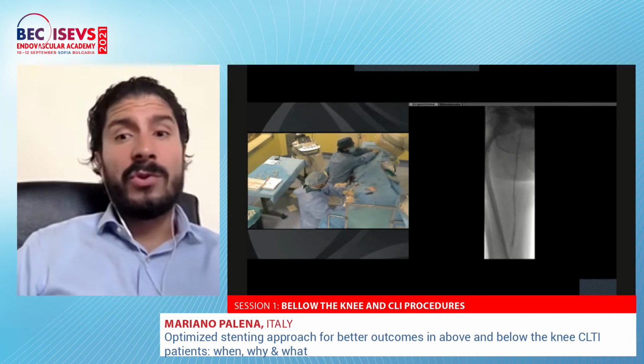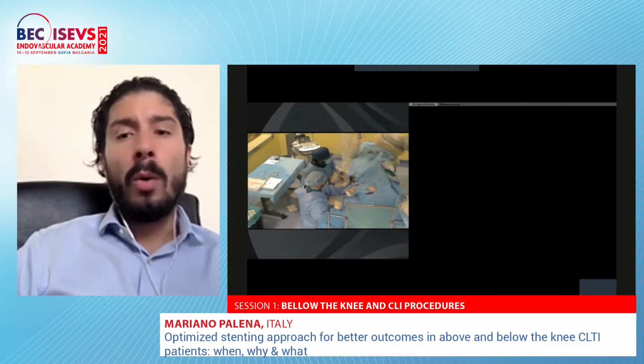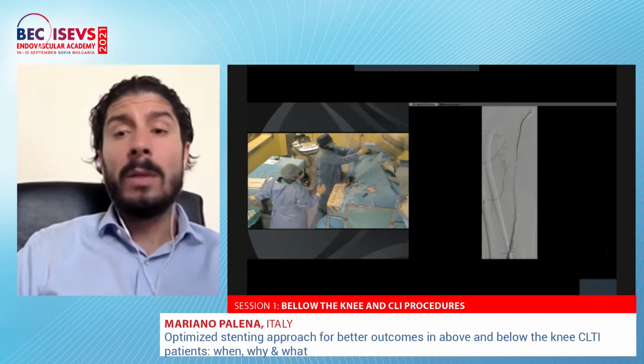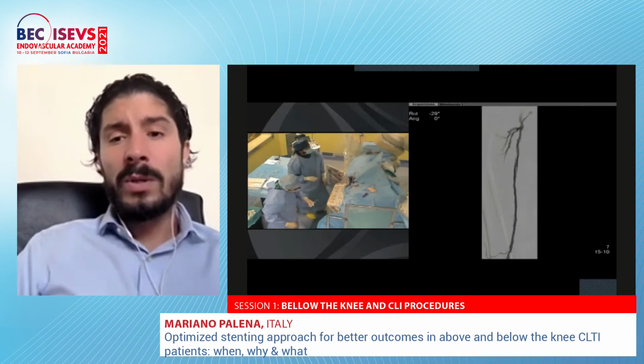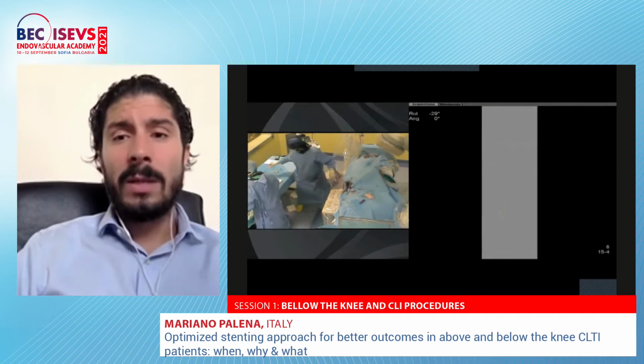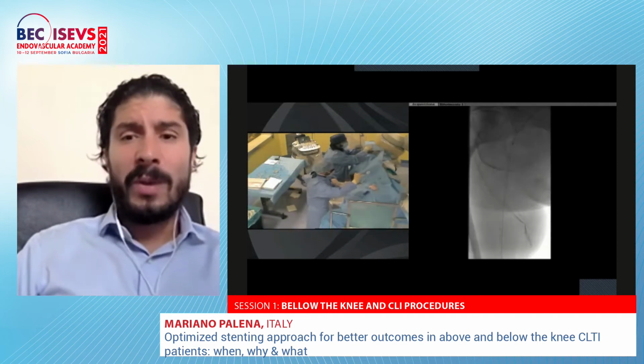and finally retrieving the antegrade sheath, I was able to properly open the SFA with the 4 and with the 5 millimeter balloon. And look what happened. In the place in which I was in the lumen, the result was acceptable. In the place where I was subintimal, there was a dissection, a very bad dissection.